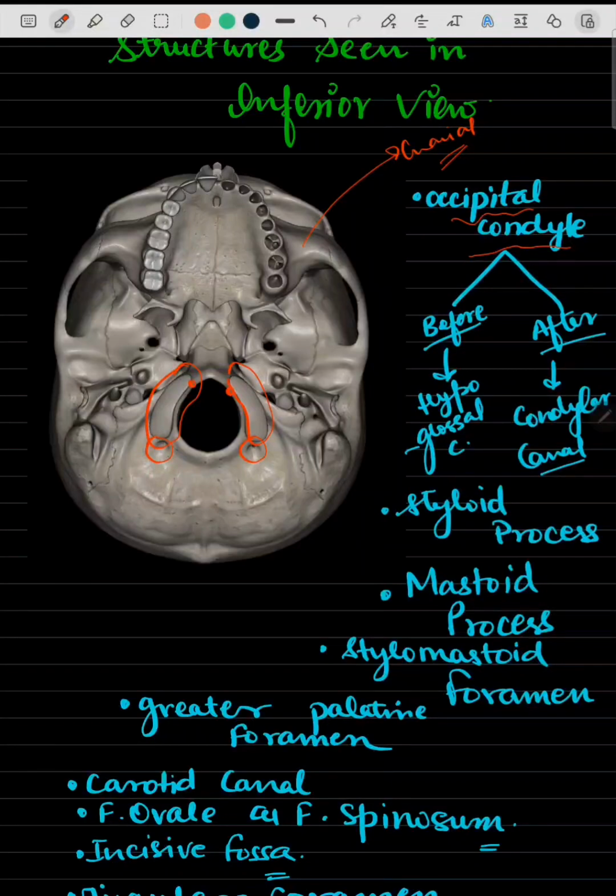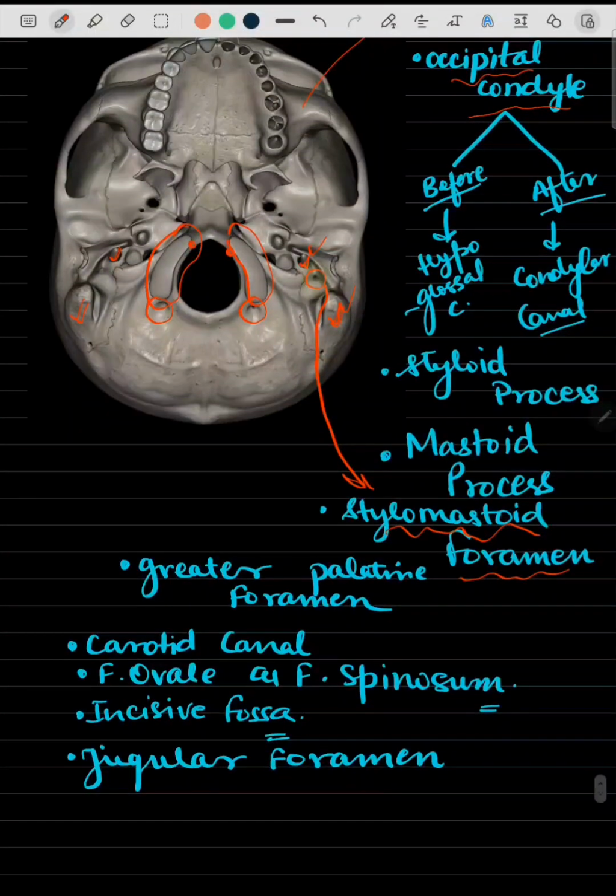Okay, next, what is a styloid process? If you see this pointed structure here, okay, this pointed structure, this is your styloid process. This is your mastoid process, which we have also seen in the lateral view. Next is the stylomastoid foramen. Just in between the styloid process and the mastoid process, there is going to be a small foramen, which is your stylomastoid foramen. It is forming in between styloid process and mastoid process, so it is named as your stylomastoid foramen.